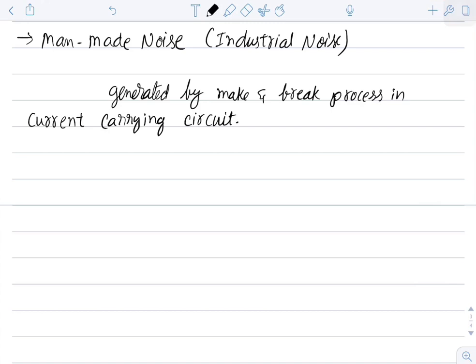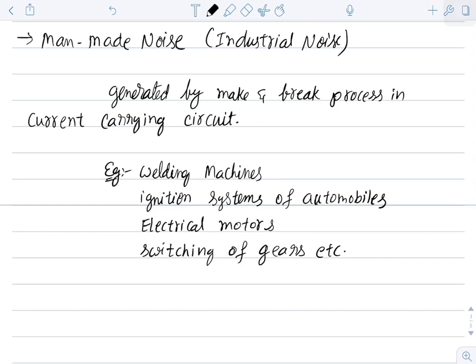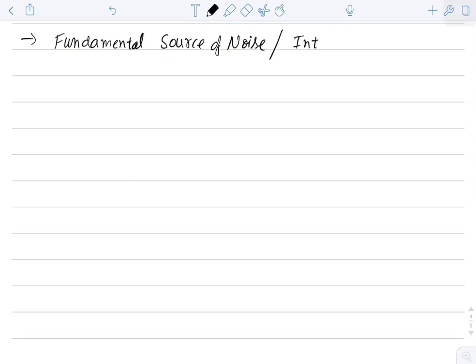The same type of disturbance you will observe while changing the gears of a machine, turning on or off electrical motors, using welding machines near your communication system, etc. These are the different examples for man-made noise. The third one is fundamental source of noise or internal noise. As I already explained, internal noise is the noise which is generated due to the functioning of the machine.